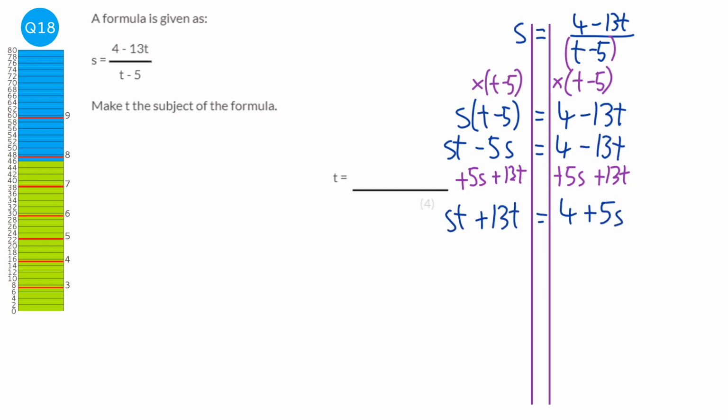Now when we've got the t's on the same side, we can factorise out the t's. So t bracket s plus 13 equals 4 plus 5s. And then we can get rid of this by dividing both sides by s plus 13.